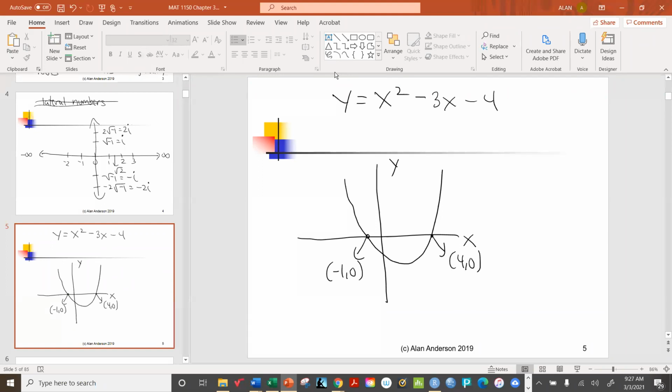Now, how do you know that? Because these are the 2 values of x where this function equals 0. In other words, where the function crosses the horizontal axis is where y equals 0. So you can prove this by showing that.